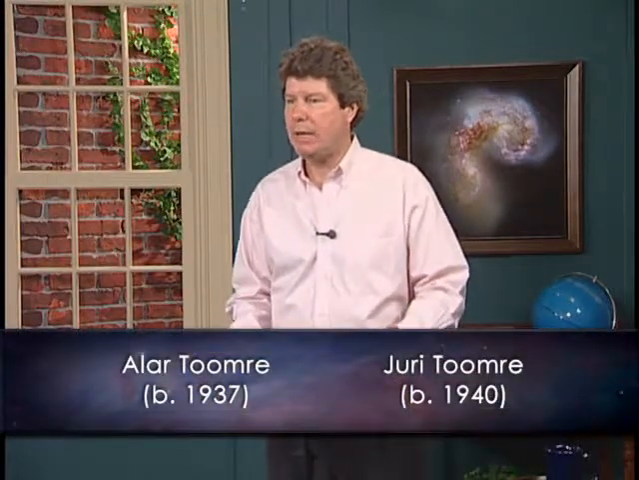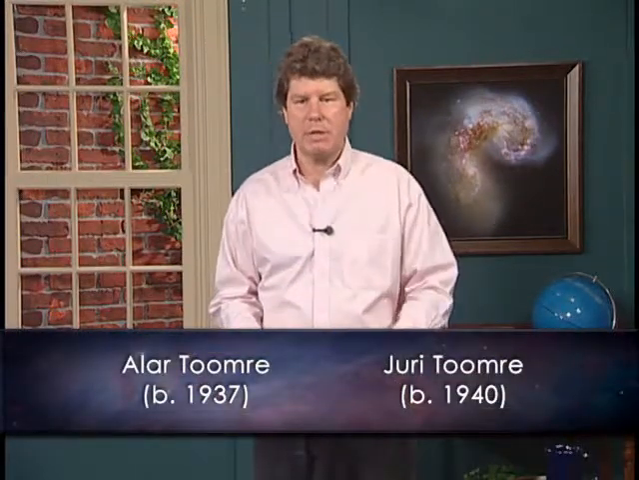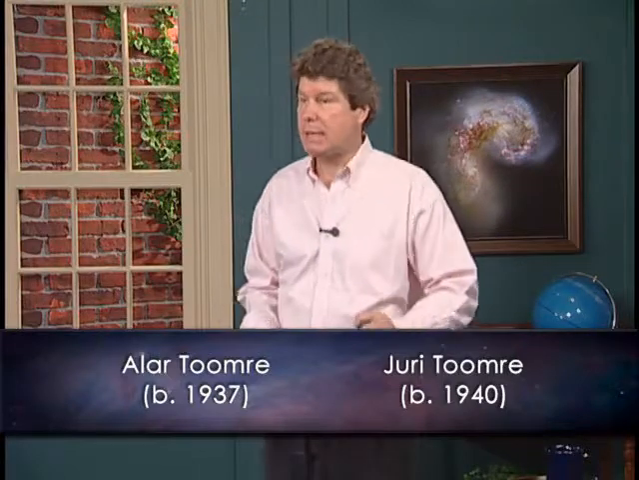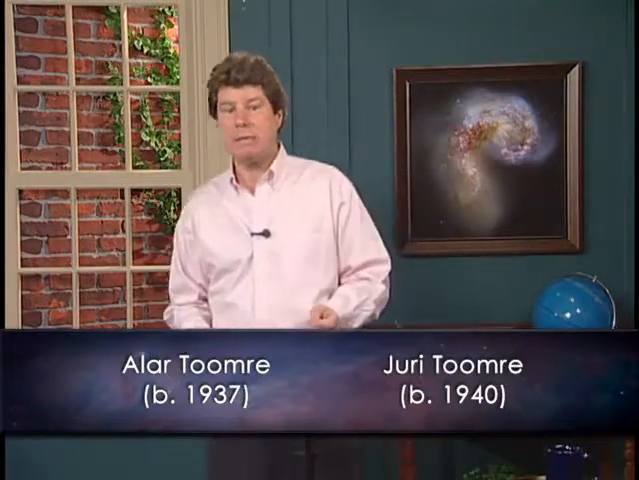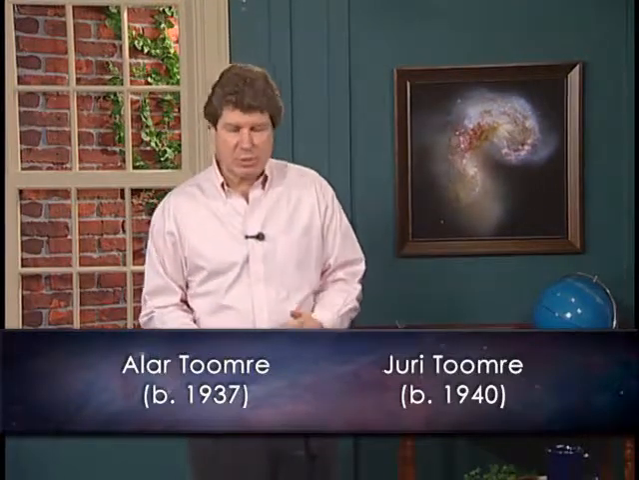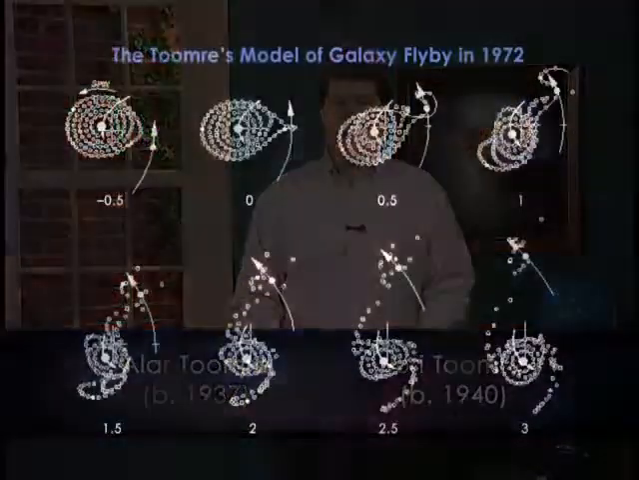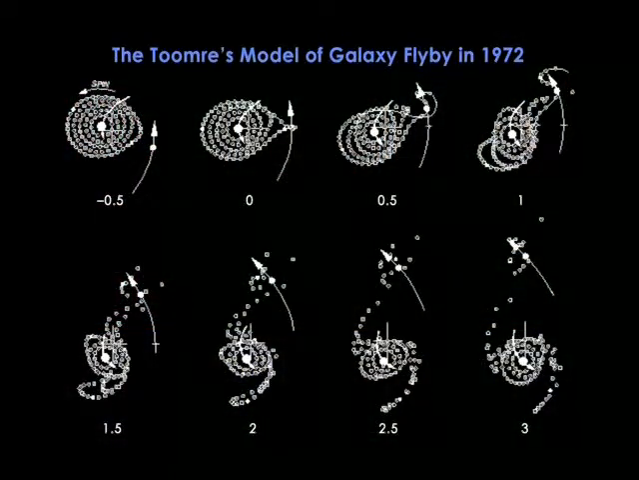Now, the computational story got underway in the early 1970s when two brothers, Alar and Juri Toomre, calculated what happens to the stars orbiting one galaxy when a smaller galaxy passes by some distance away. Here's the output from their relatively simple computations. The sequence unfolds with 50 million years between each step.